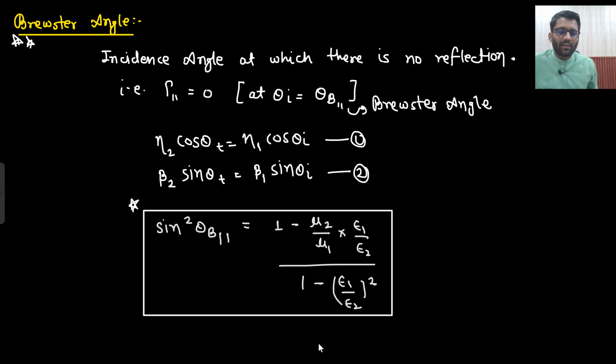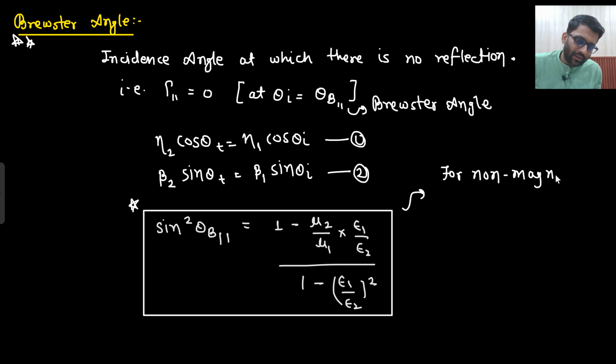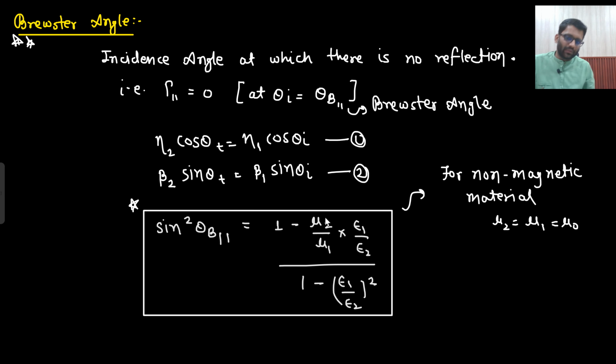Okay. Here there is no issue of non-magnetic material, right? Because if a material is non-magnetic, then what will happen? For non-magnetic material, mu 2 will be equal to mu 1 will be equal to mu naught. So this term would be 1 only. So which formula will you get? You can see it: divided by 1 minus epsilon 1 by epsilon 2 whole square.